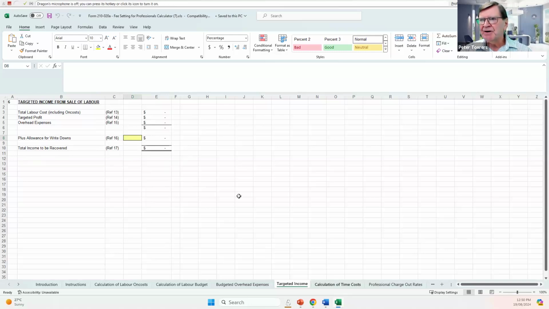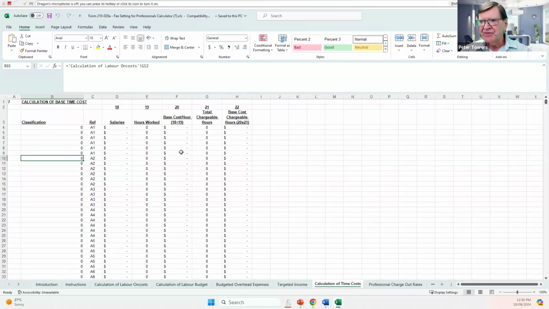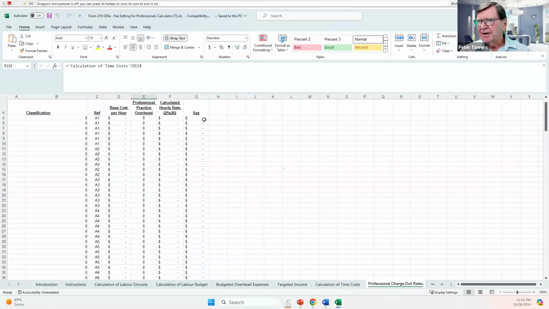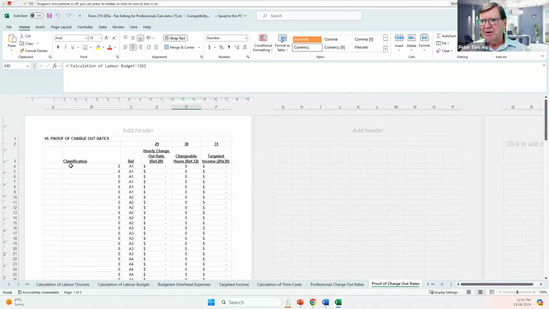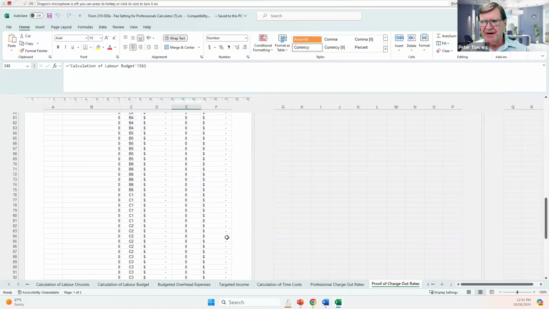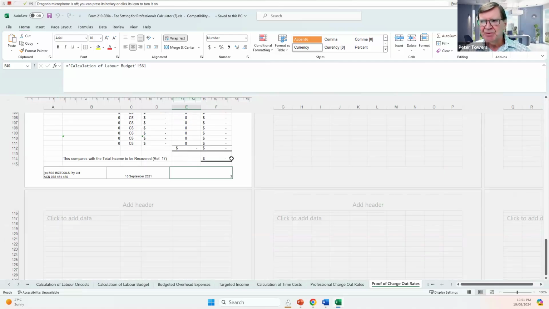The calculation of time costs, the computer then does its work and will go through these and determine the ratios and will determine charge out rates for those various categories. And then you'll get a proof of charge out rate calculator that I referred to earlier. So it will again list in detail in the same order that was in A1 and then A2 and so on, the hourly charge out rate, the chargeable hours, and what's the total income to be produced. And it will go through and total that at the end with the part-time and the casual employees as well. So you'll have a total income figure.